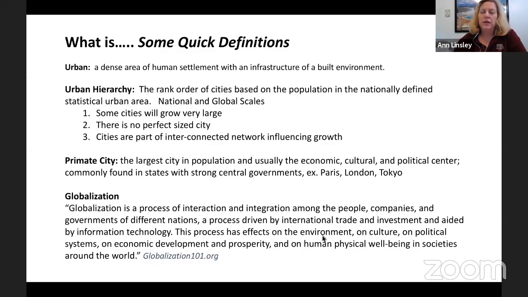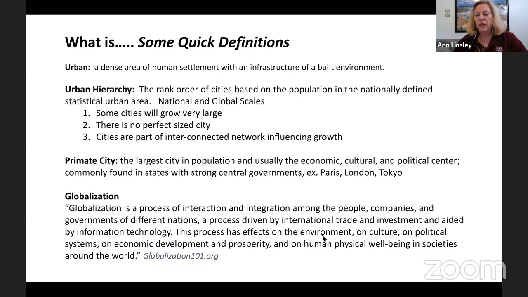Urban hierarchy. This is a hierarchy, so that means it's a rank order. By hierarchy, we're looking at cities where some tend to grow very large relative to smaller cities. But the judgment here is based on a national scale, because what is a metropolitan area is defined by governments and what sizes those need to be. What ends up happening is we look at a national and a global scale based upon this statistical information.